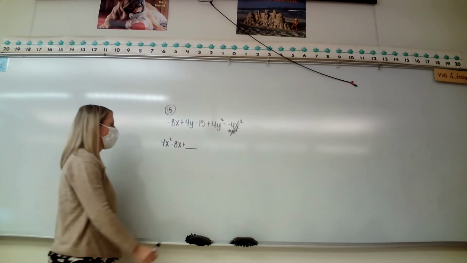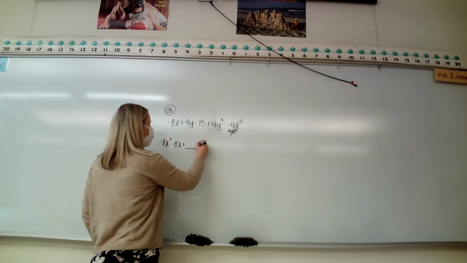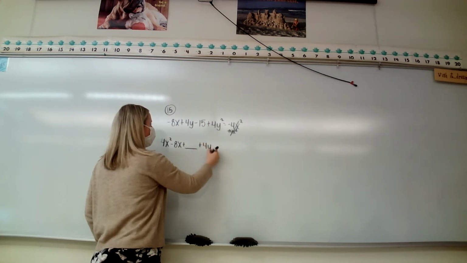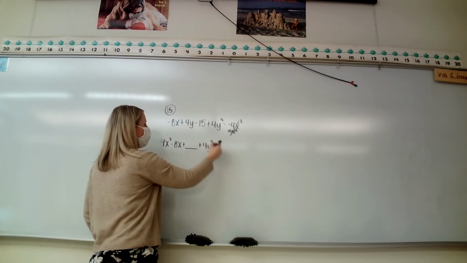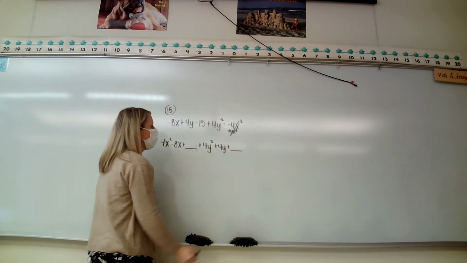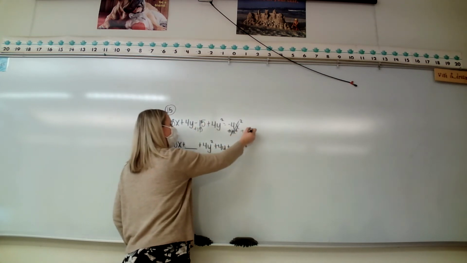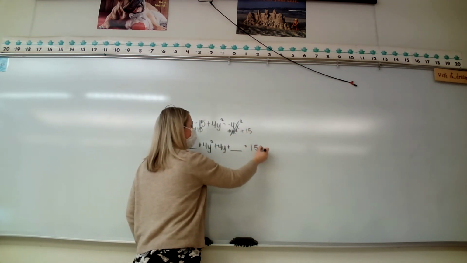Oh, this one's kind of annoying. Then what are we, oh wait, yeah, no, that works. Then we have 4y squared plus 4y plus blank equals, I'll move this 15 over to this side. 15 plus blank plus blank.